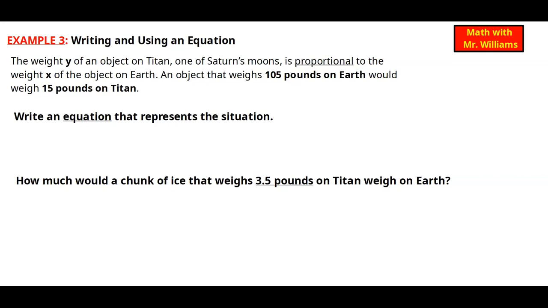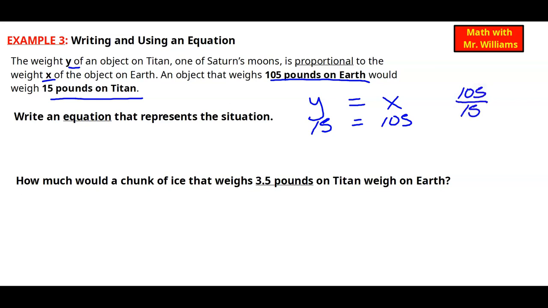So let's just start off with the easy one. How about y equals x? Let's go ahead and put our numbers in to see what they're talking about. So we had 105 pounds on Earth, and that's represented by the x. And then we had 15 pounds on Titan, represented by the y. So we have 15 equals 105. Well, we know that's not true, so we ask ourselves, how do I get there? So the question is, how many times 15 to get me 105? In that case, we would take 105, divide by 15, and we would see that would get us 7.